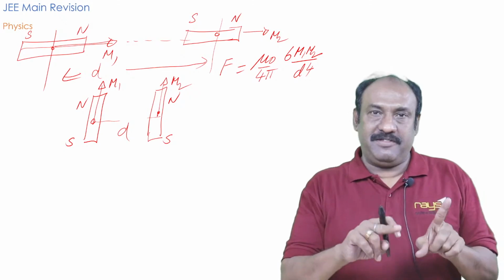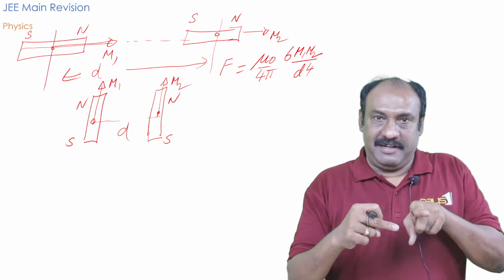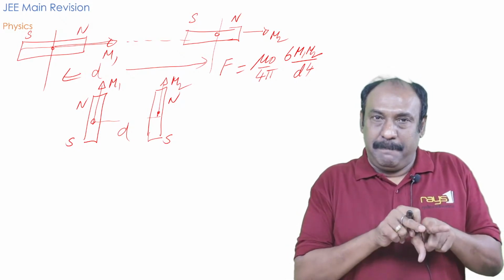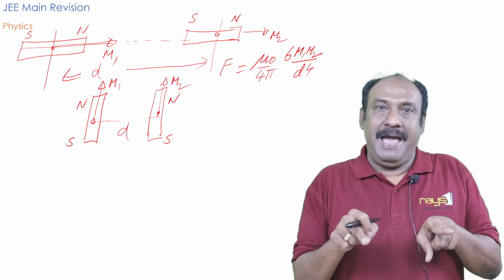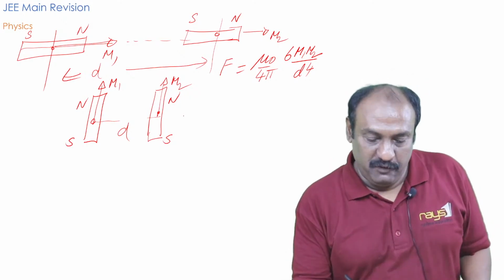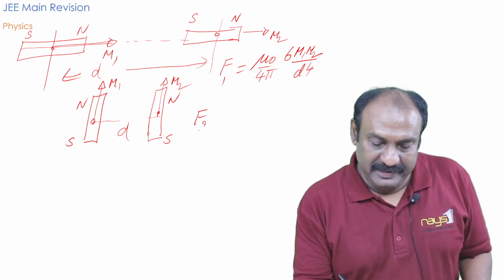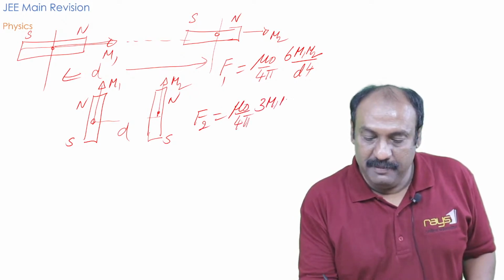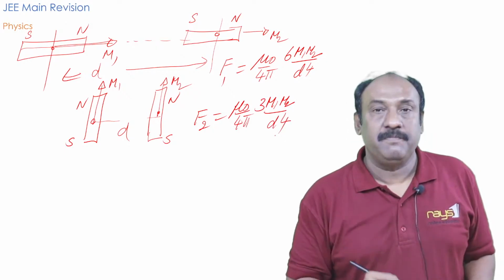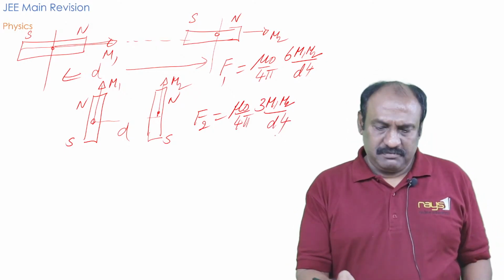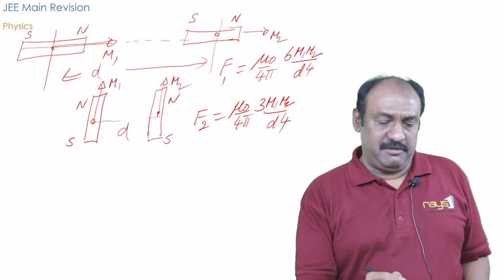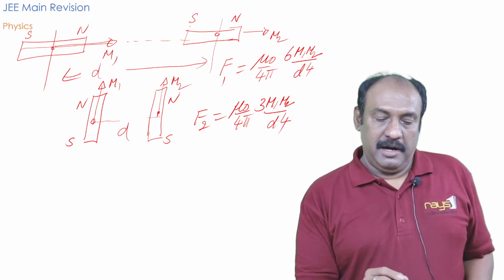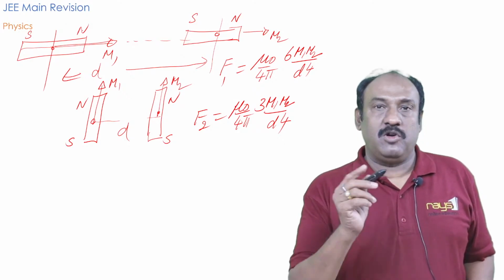If magnetic moments are kept like this, parallel to each other on their equatorial line, and d is the perpendicular distance between the axes of the bar magnets, then the force of interaction is equal to mu naught by 4 pi into 3 m1 m2 by d to the power 4. This is the derivation after considering the forces between the south pole and south pole, north pole and south pole, and also south pole and north pole and north pole and north pole.